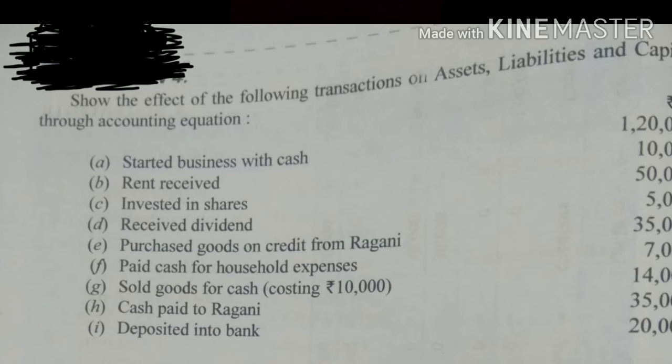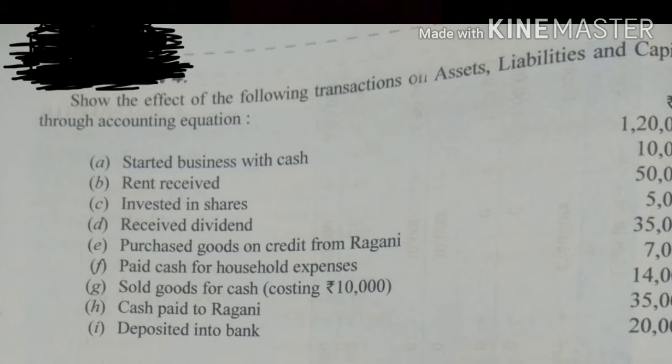Please have a look. Here it is given that the following effects are given on assets, liability and capital through the accounting equation. We have to show that through the accounting equation. A number of transactions are given: started business with cash 1,20,000, rent received 10,000, invested in shares 50,000, received dividend 5,000, purchased goods on credit from Ragini 35,000, paid cash for household expenses 7,000.